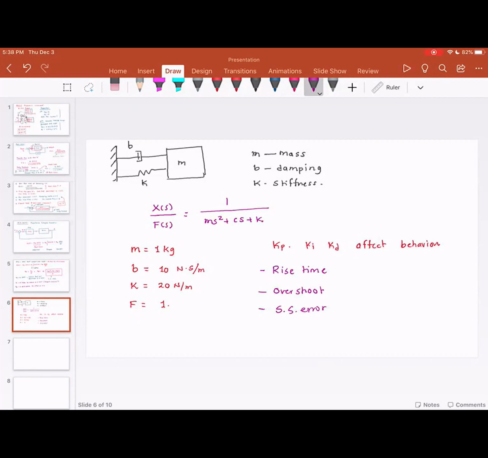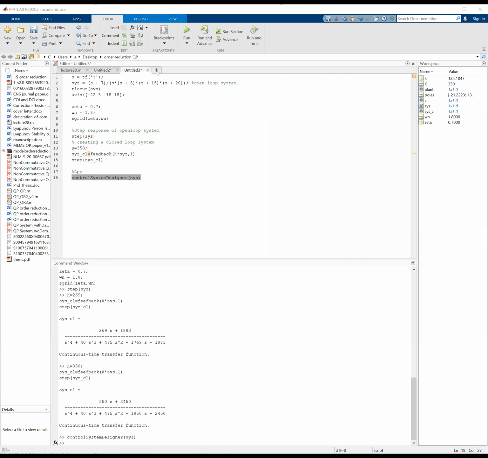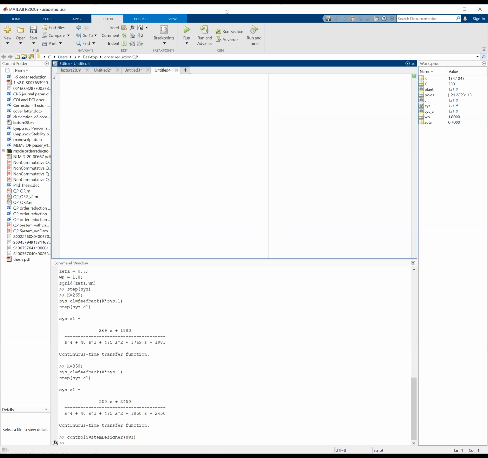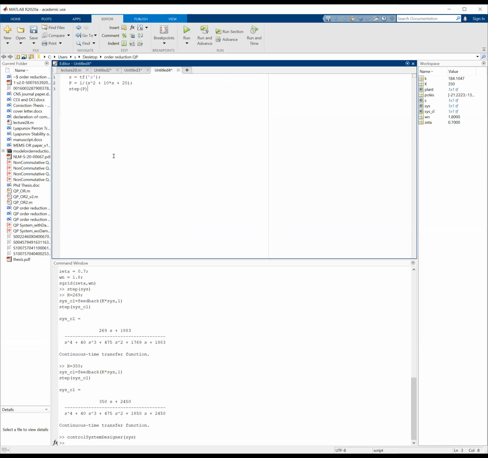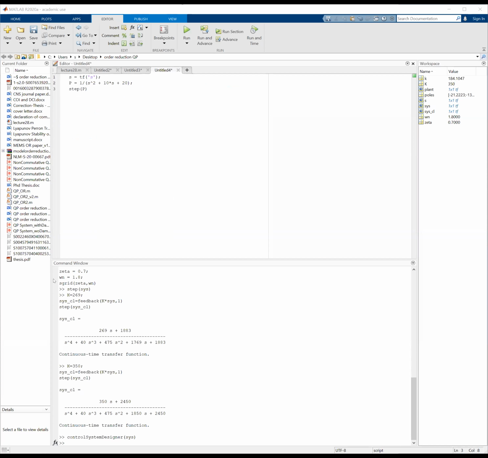So what I'm going to do is in the next part, I am going to go to Matlab, and bear with me for a second as I switch my screen to Matlab. So when I go to Matlab, you should be seeing my Matlab window. First, I'm gonna create a transfer function. So I created this transfer function.